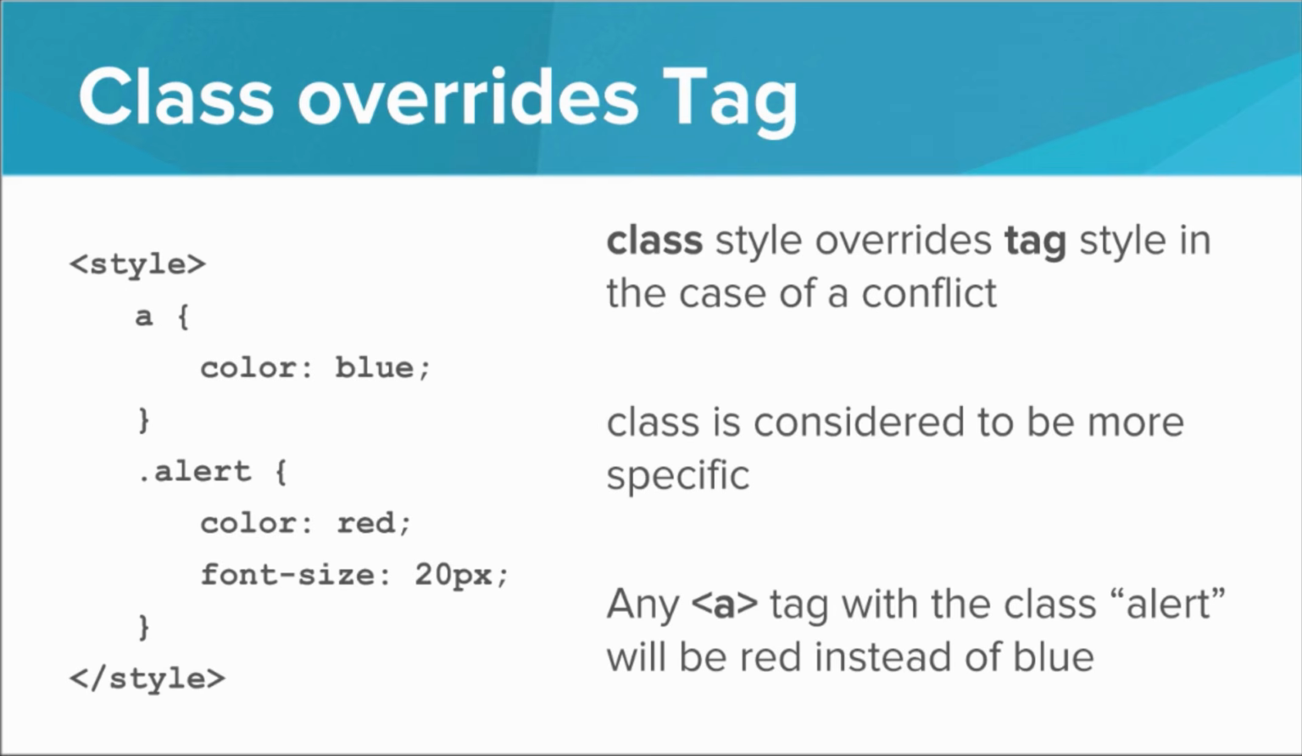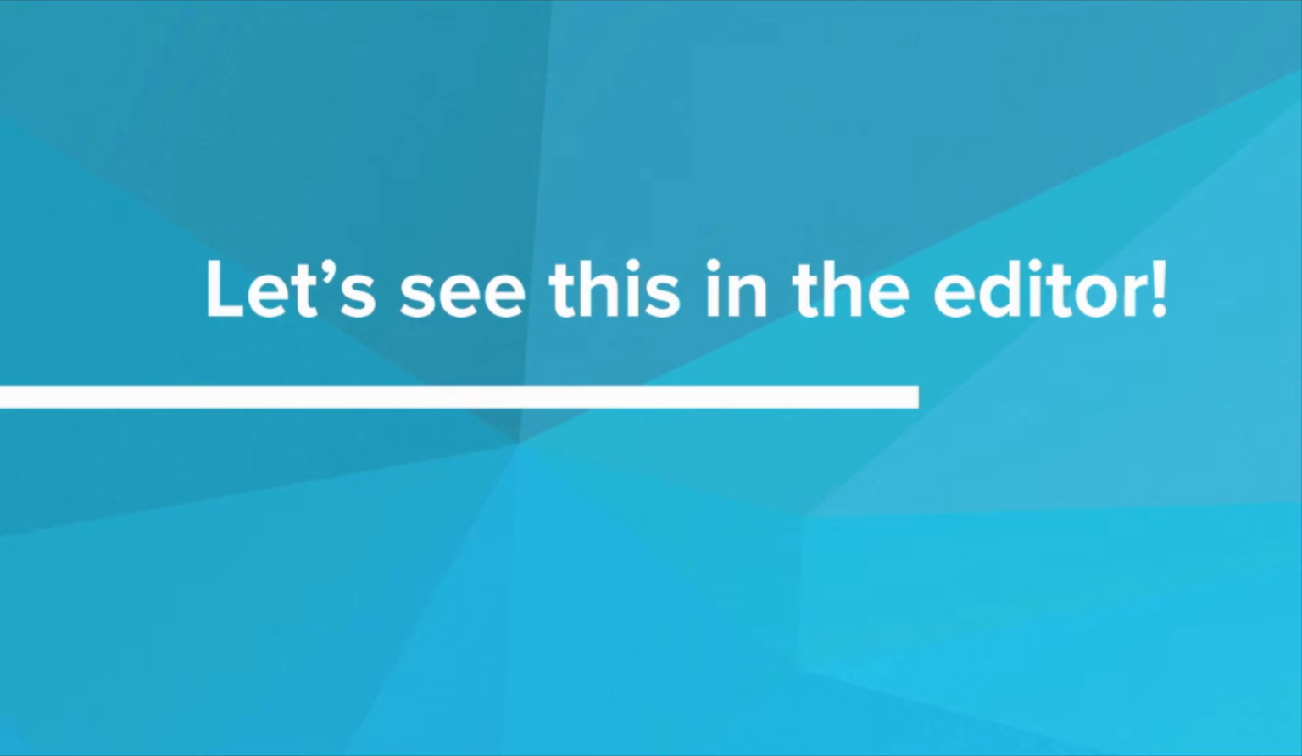So the idea here is that class styling overrides tag styling. And this is because class is considered to be more specific. So in this scenario, any A tag with the class alert will be red instead of blue. Both of those rules apply, but the alert rule is more specific. So the alert color will override the tag color. Let's see this in the editor.